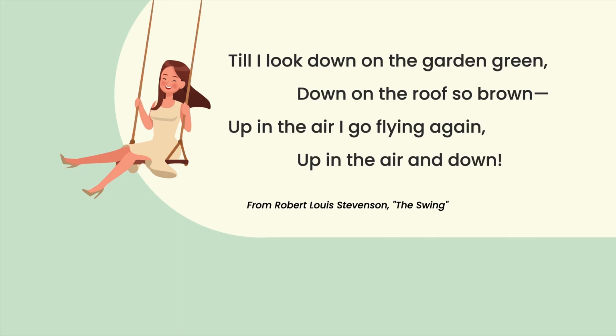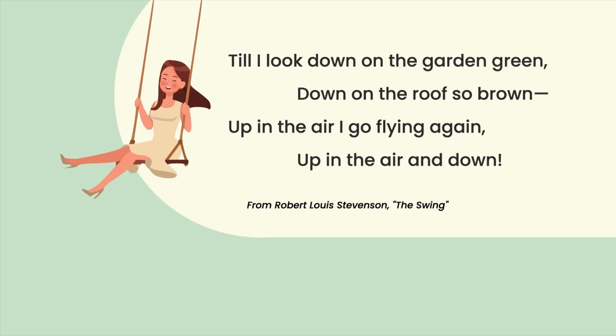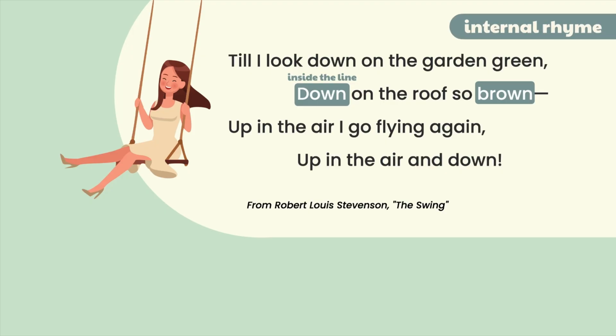Till I look down on the garden green, down on the roof so brown, up in the air I go flying again, up in the air and down. Can you spot any examples of the poetry elements we've talked about? What about garden green? Both words begin with the same sound, so that's an example of alliteration. Nice! I also noticed that here, down and brown rhyme. Since down is inside the line instead of at the end, this is an example of an internal rhyme.